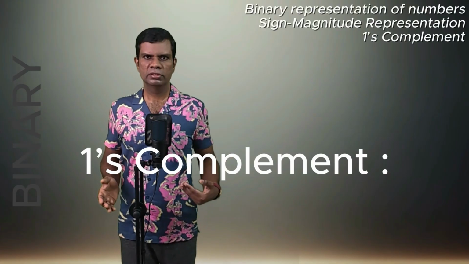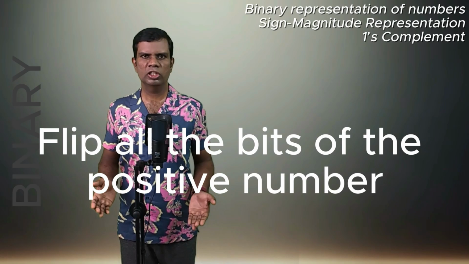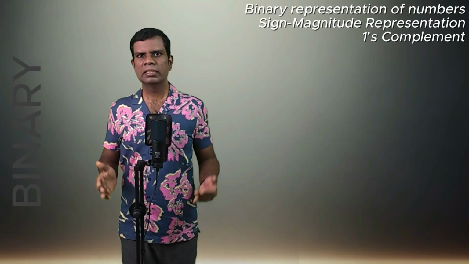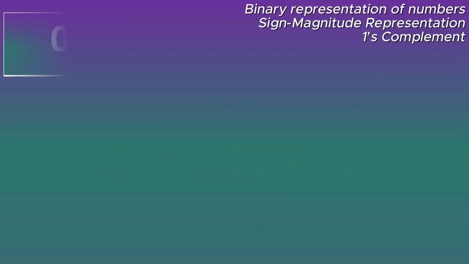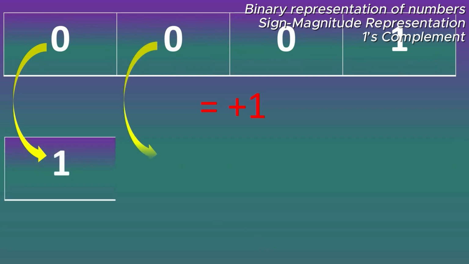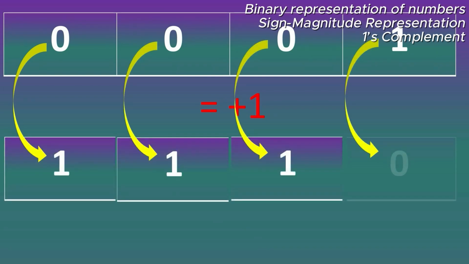1's complement. Flip all the bits of the positive number to get the negative. Example, plus 1 is 0001, so minus 1 is 1110.